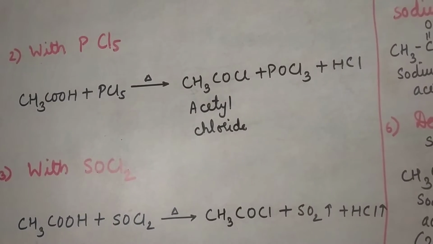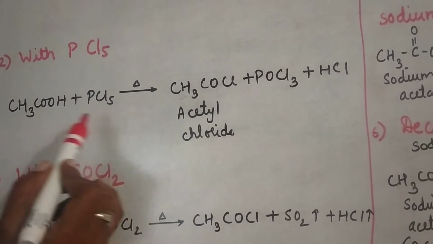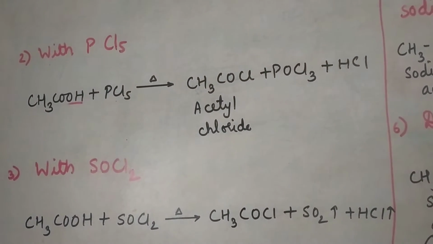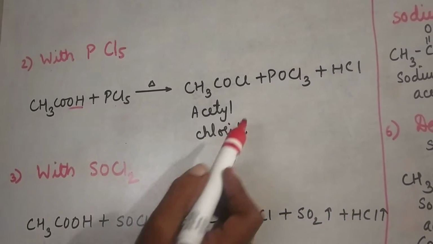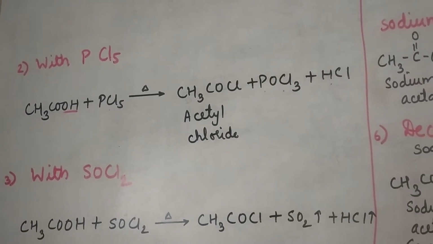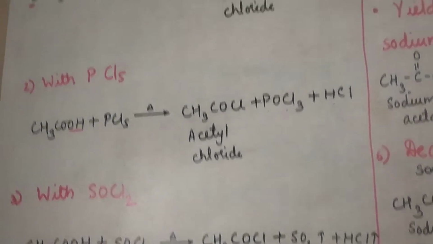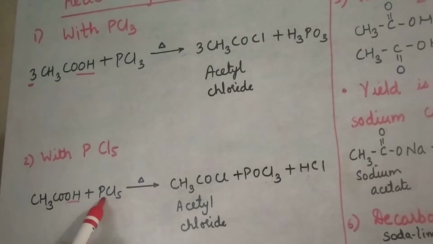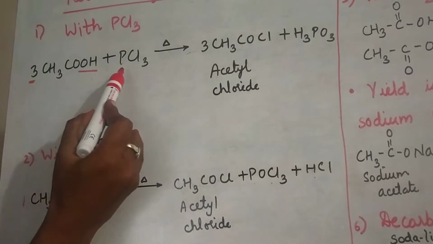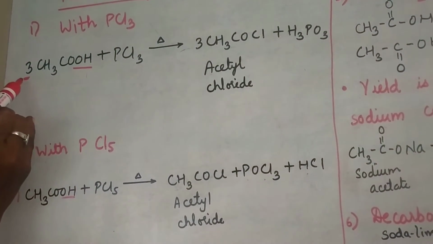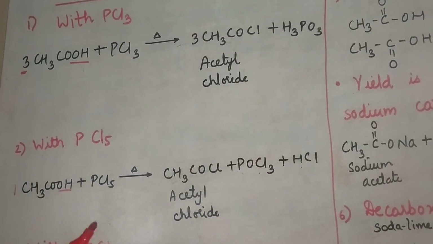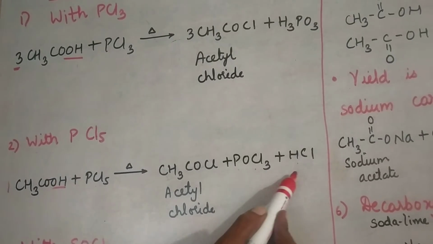Temperature is required here. Again, there is formation of acetyl chloride where the OH group is getting replaced by Cl. Along with that, there is phosphorus oxychloride formed, POCl3, and HCl. Now, if you compare the two reactions, it must be noted that when we use PCl5, we are using only one molecule of acetic acid here. But when we are using PCl3, there are 3 molecules of acetic acid used because the byproduct formed is only H3PO3. Here 2 byproducts are formed, POCl3 and HCl.